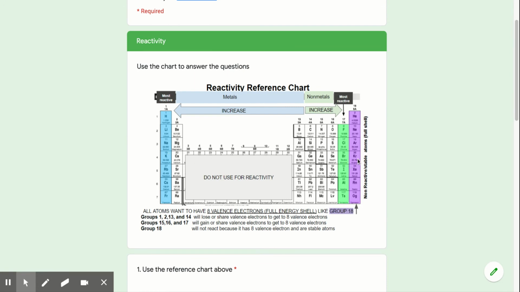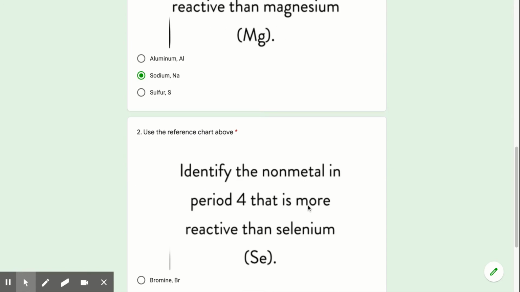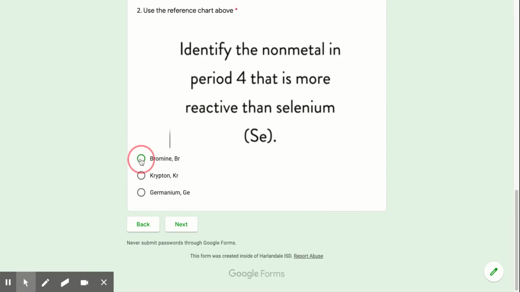My nonmetals are right here, selenium, bromine, and krypton. And I want more reactive than selenium. So bromine is more reactive because it's the most reactive nonmetal. So I'm going to click that. All right, so that's how you're going to be doing these questions.